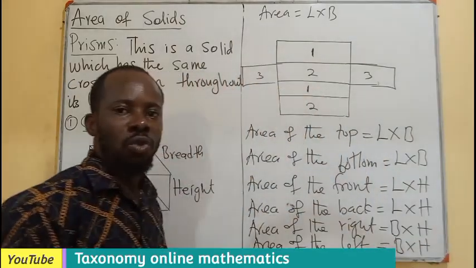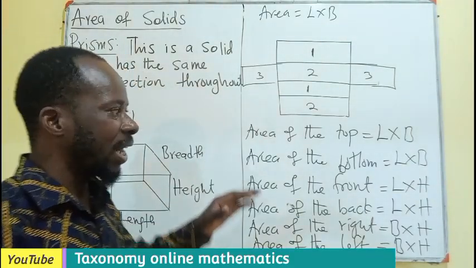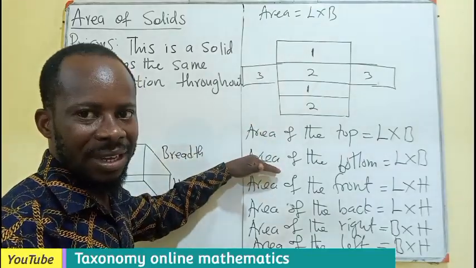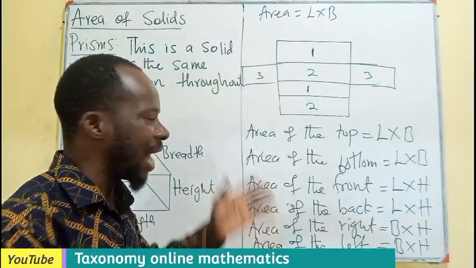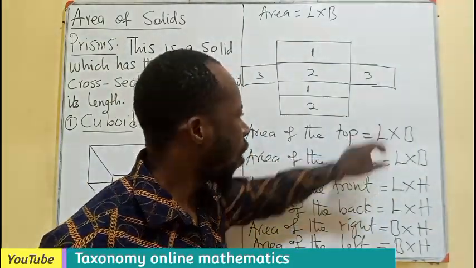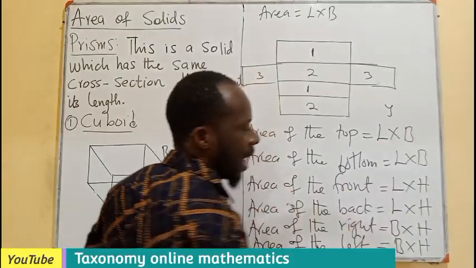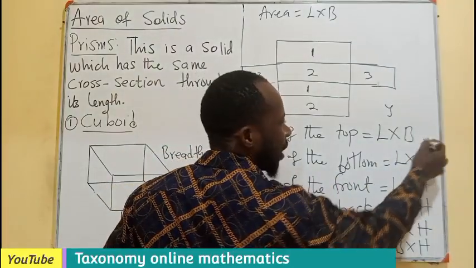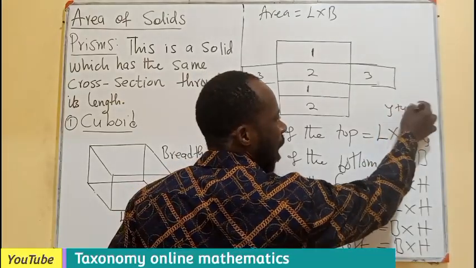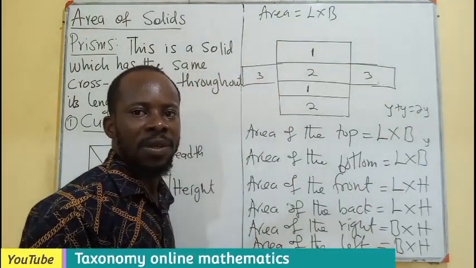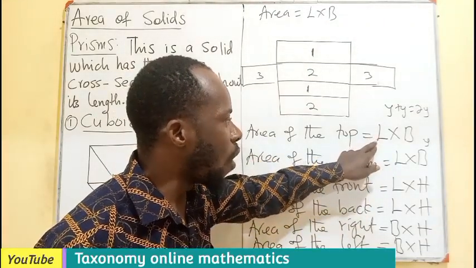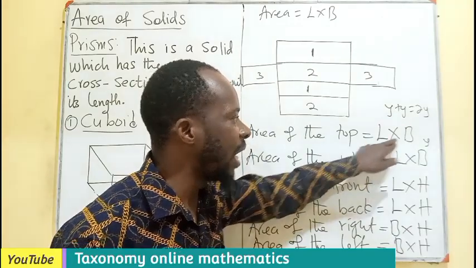So it means that to find the area, we can't be finding the area just piece by piece. We need to find it in totality, meaning adding all together. You can see this and this. Imagine the area of the top is y, and the area of the down is also y. If I am adding the two together, it's going to be y plus y, which is 2y. Therefore, the area of the top and the down will just be 2 of the y, which is 2 of L and B.